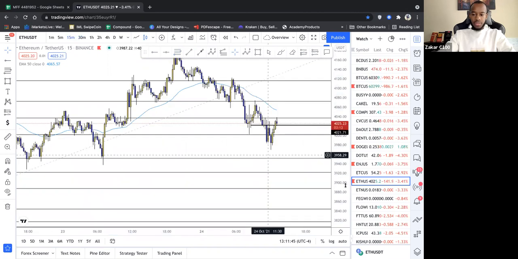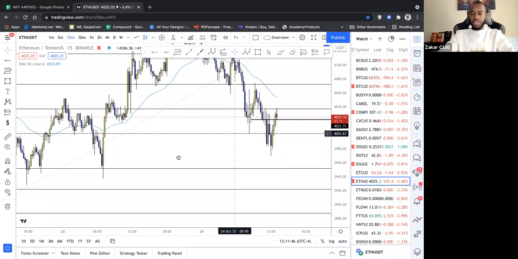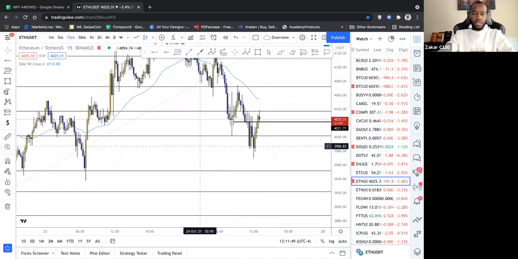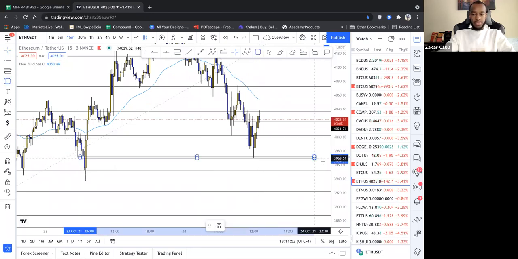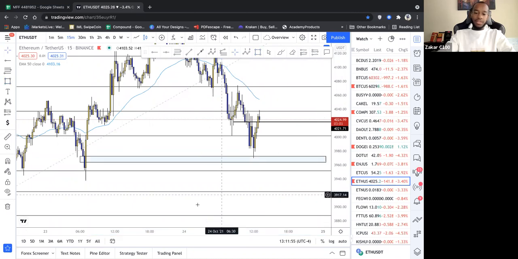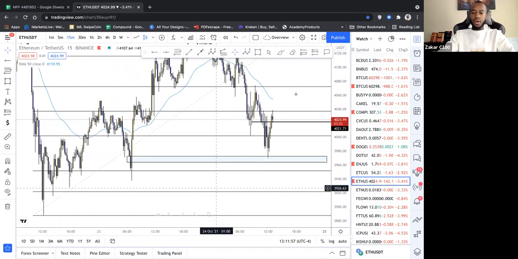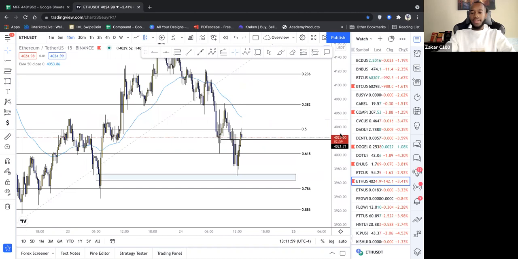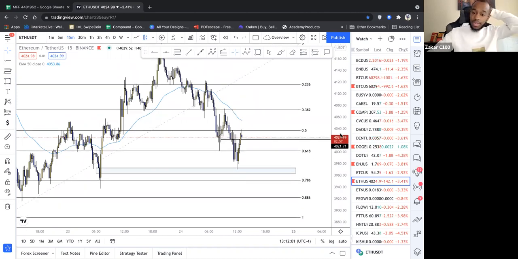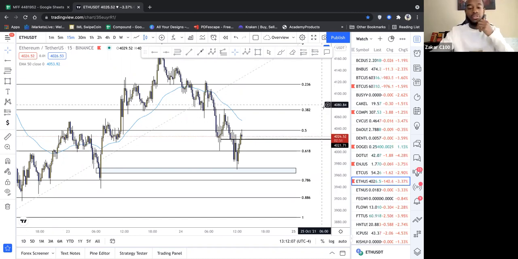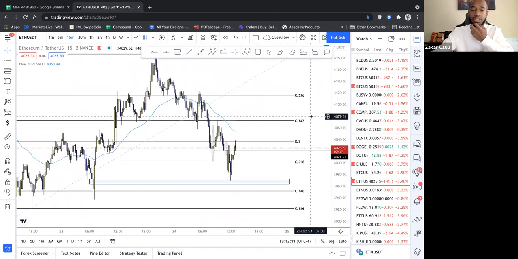On the 15-minute, not only did we reject off of this 61.8, we also have this institutional candle here. For anybody that doesn't know about institutional candles, I definitely have some education that I recommend you watch. So definitely DM me and say, how do I learn more about institutional trading? And I'll point you in the right direction to get that type of education.